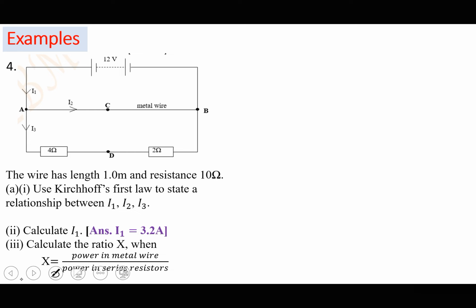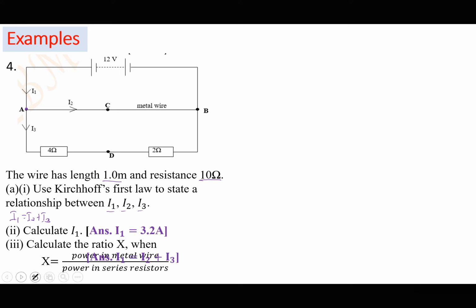The wire has length 1 meter and resistance 10 ohms. Use Kirchhoff's first law to state a relationship between I1, I2, and I3. So the first law was talking about the junction rule, that is the sum of currents into a junction is equal to the sum of currents out of a junction. I think this is direct. I1 equals I2 plus I3. I think that one is direct.